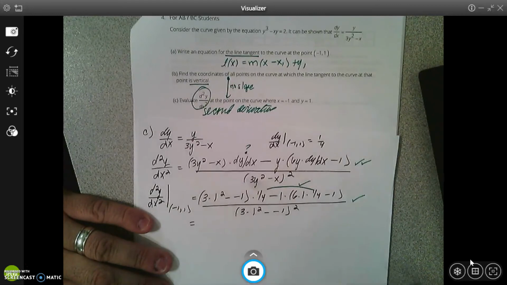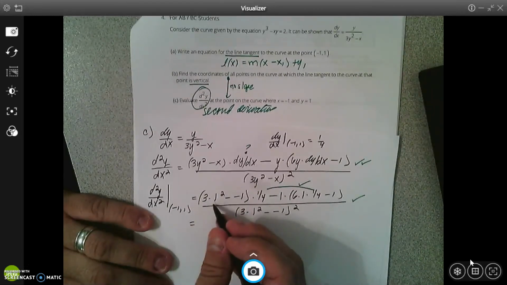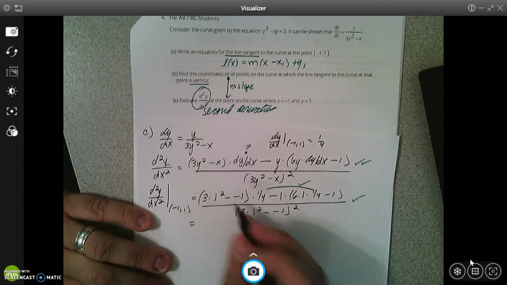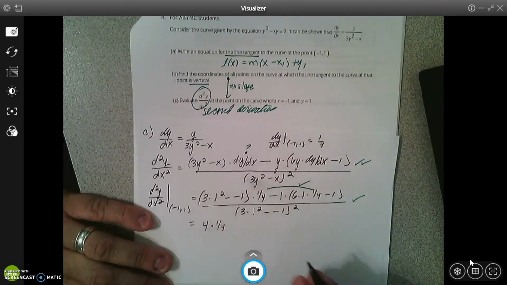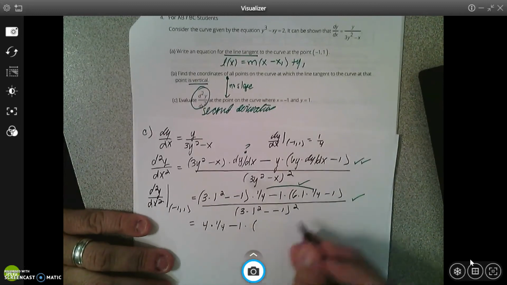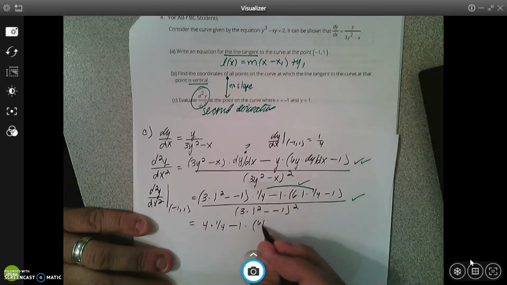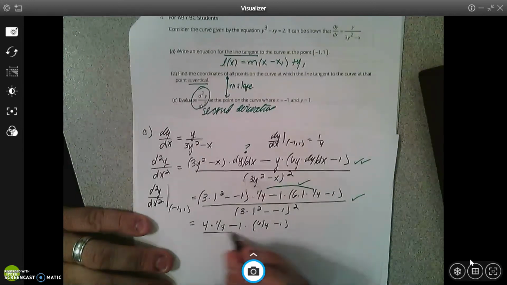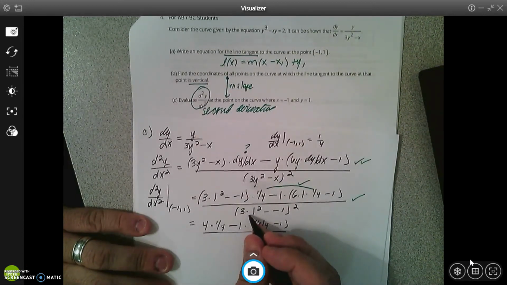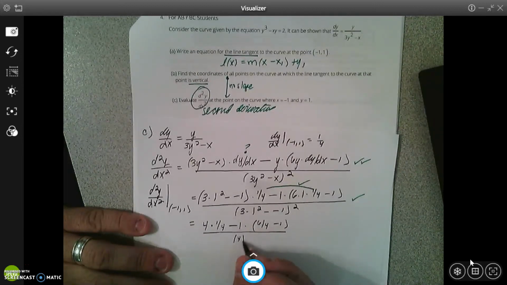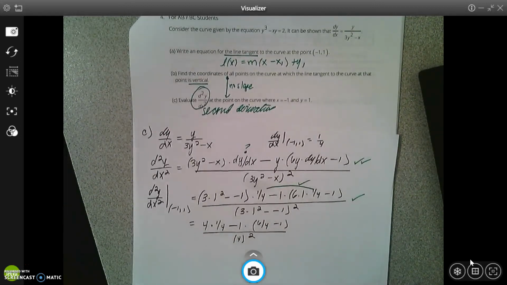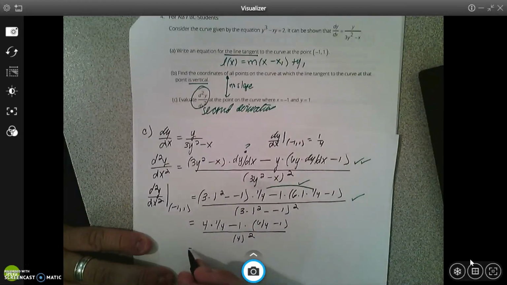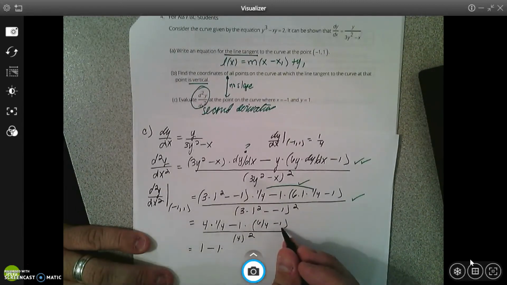If you're going to simplify though, let's go through and do this, and let's be careful. 1 squared is 1, times 3 is 3. 3 minus a -1 is 4, times 1/4, minus 1. 6 times 1 times 1/4 is 6/4, minus 1. 3 times 1 squared is 3, minus a -1 is 4, 4 squared. Still a little bit ugly, but we're making progress. 4 times 1/4 is 1, minus 1. 6/4 minus 1 is really 2/4. 2/4 is the same as 1/2.